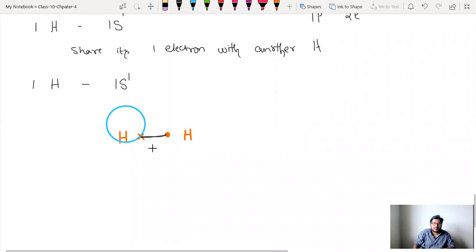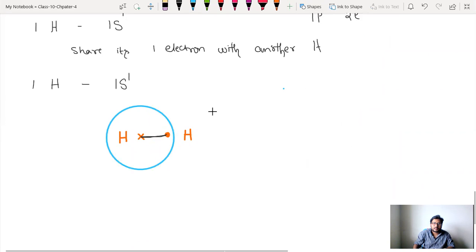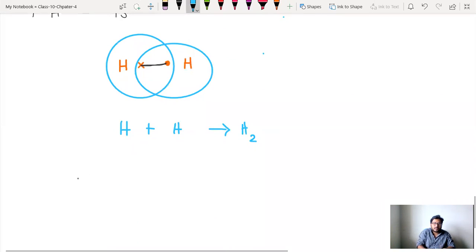So this hydrogen will share this one, and this hydrogen will share this, both. Fine. Like that, both hydrogens are combining together. And here you can observe this, you can write it as hydrogen plus hydrogen gives rise to H2, and this one you can draw like this also.